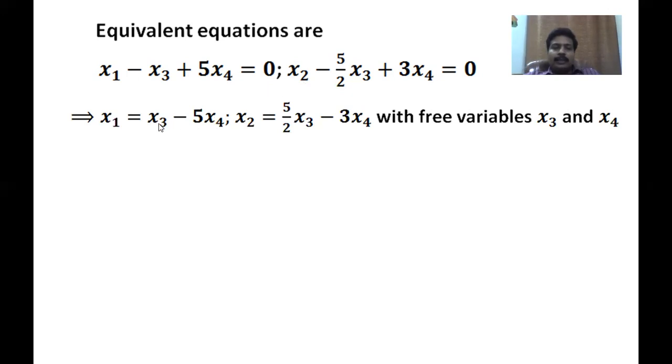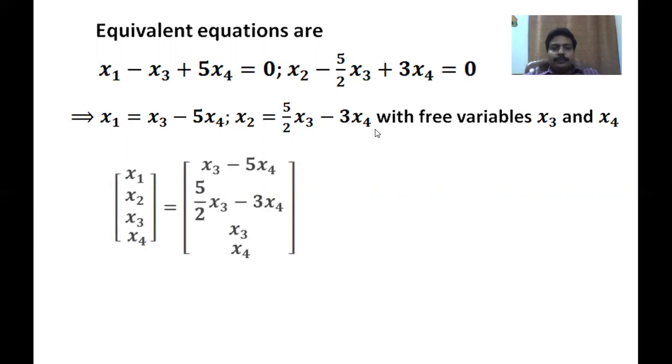Here we can find x3 and x4 are free variables. So the vector (x1, x2, x3, x4) can be written as this. The value of x1 can be written here. So x1 is x3 minus 5x4, x2 is 5/2 x3 minus 3x4, and x3 and x4 are free variables. So x3 is x3 and x4 is also x4.